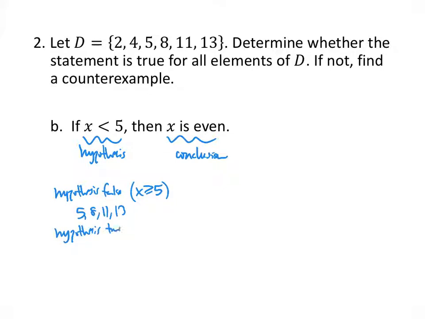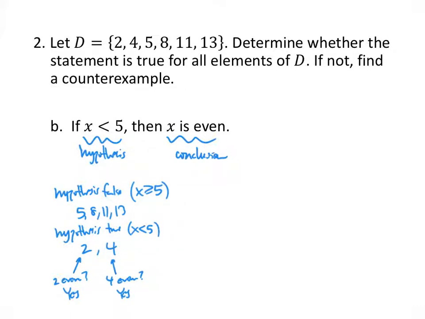But for the hypothesis being true, that's x less than 5, we only have two possibilities, 2 and 4. And so now we have to check the conclusion. If the conclusion turns out to be false, then that number doesn't get on our list. So is 2 even? Yes. So 2 makes it on our list. Is 4 even? Yes. So 4 makes it on our list.